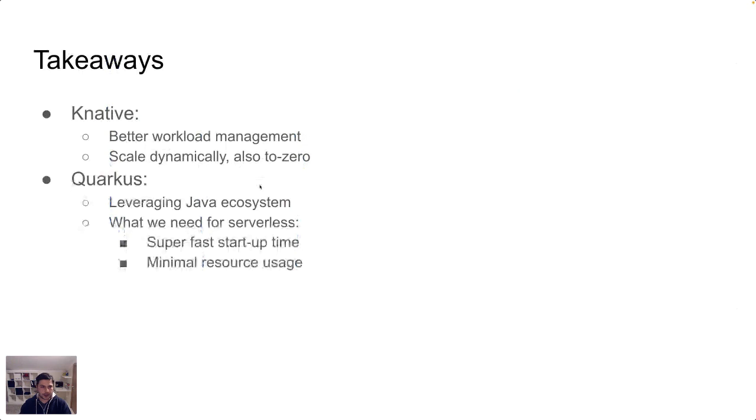So these are my takeaways. Knative provides better workload management. There are also a lot of features, especially in serving, like the things I mentioned about traffic splitting, doing experimental deployments and things like that. All this good stuff on top of being able to scale dynamically, including to zero. And Quarkus is leveraging the existing Java ecosystem with all these standards and compliance to a bunch of standards. And it is actually pretty good for what we need for serverless. It is super fast, it starts up really fast, and it's using very minimal resources.